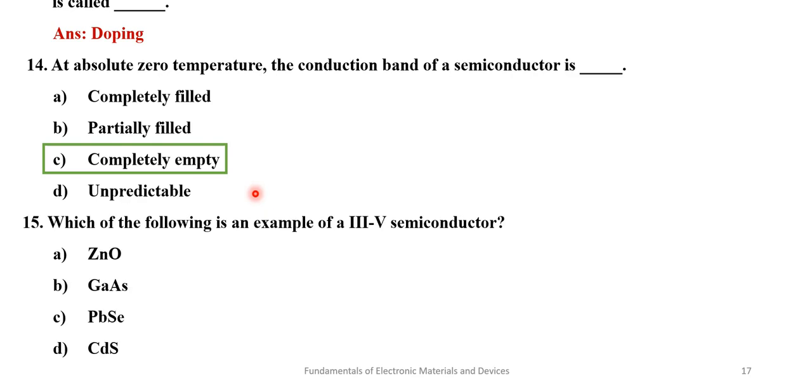Yeah, and the question is, which of the following is an example of a 3-5 semiconductor? That is, one element will be from group 3, one element will be from group 5. So can you just Google what is a group 3 element and what is a group 5 element? So you'll get the list of elements. Can you just match and tell me which is a 3-5 semiconductor? Yes, ma'am.